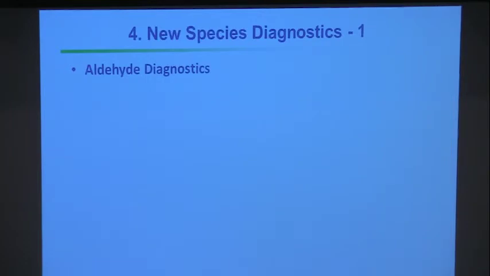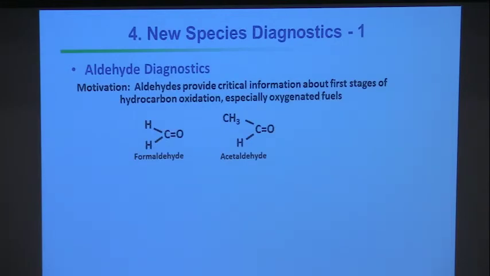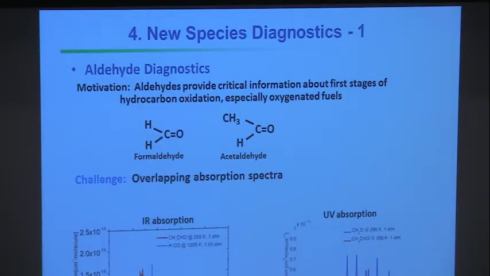So aldehydes. The aldehydes are important in, say, the cool flame region or the first stage of ignition region. The two most important aldehydes would be formaldehyde and acetaldehyde. So this H is replaced by methyl. This is important about the first stage of ignition or oxidation, especially in oxygenated fuels. How do you measure those things?